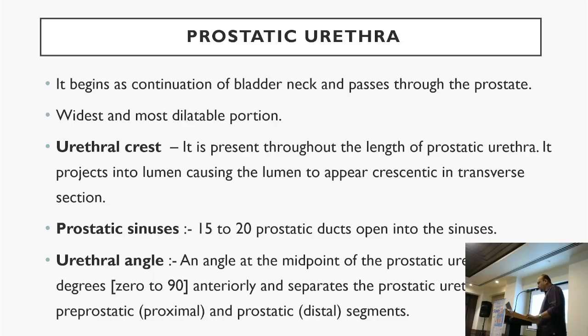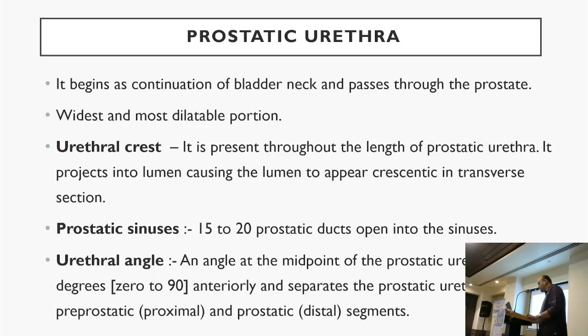Now the prostatic urethra, it begins as a continuation of bladder neck and passes through the prostate. It is widest and most dilatable portion. It has a urethral crest which is present throughout the length of prostatic urethra, and it projects into the lumen, causing the lumen to appear crescentic in transverse section. Then there are prostatic sinuses which open on posterior wall.